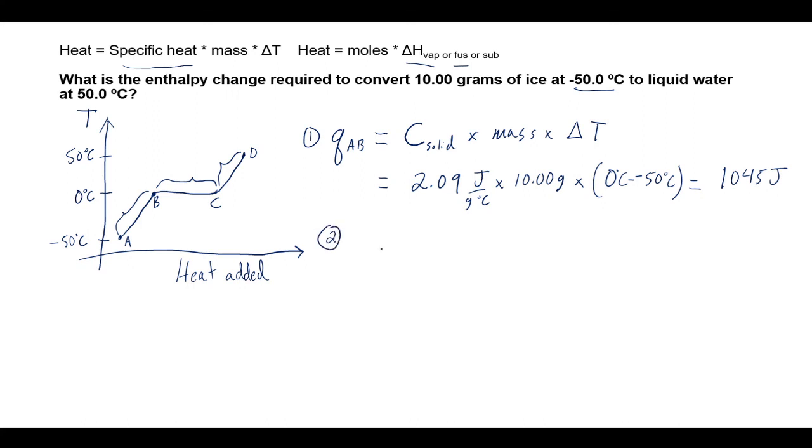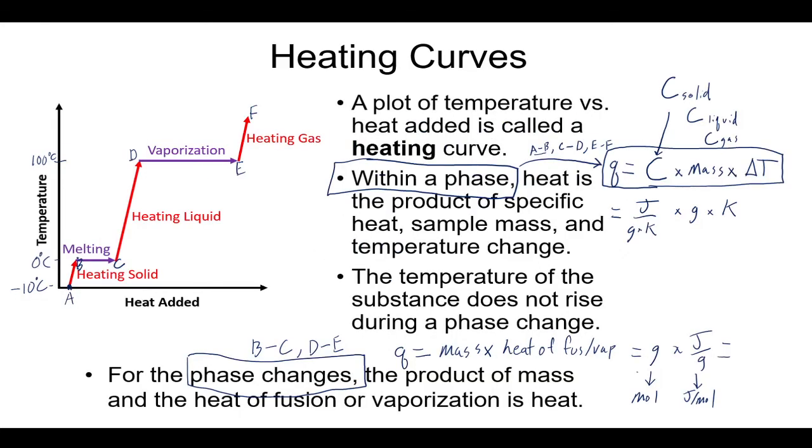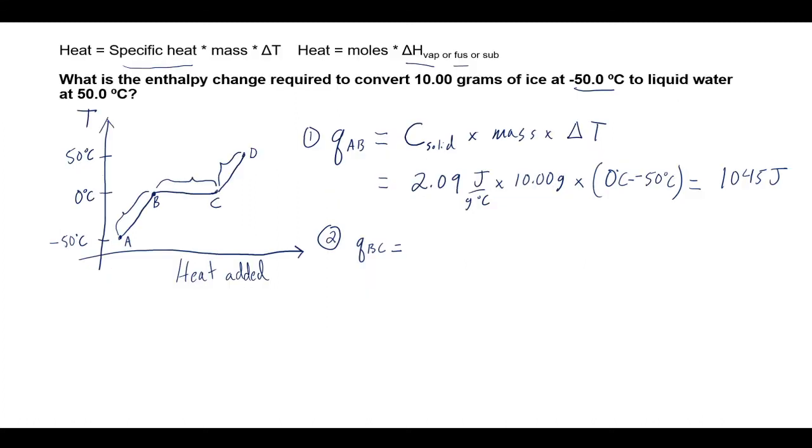Step 2, B to C, I need a different formula, right? Because here I'm undergoing a phase change, and we learned that means it's mass times heat of fusion. But let's throw a little wrinkle in here. Let's say the only heat of fusion I have access to, right? And maybe I look at my delta H's. There's a delta H of vaporization. I don't want that. Why not? Because I'm not doing liquid to gas. There's a delta H of sublimation, but I'm not doing solid to gas. Don't want that. I want the one that is delta H fusion. That's the one that's related to solid to liquid.